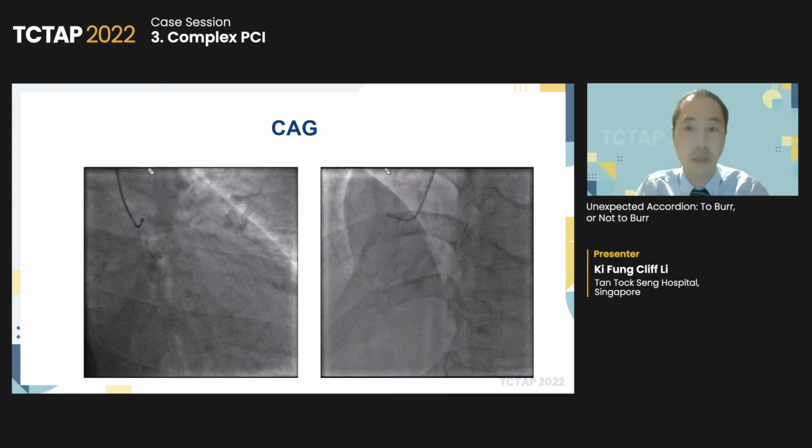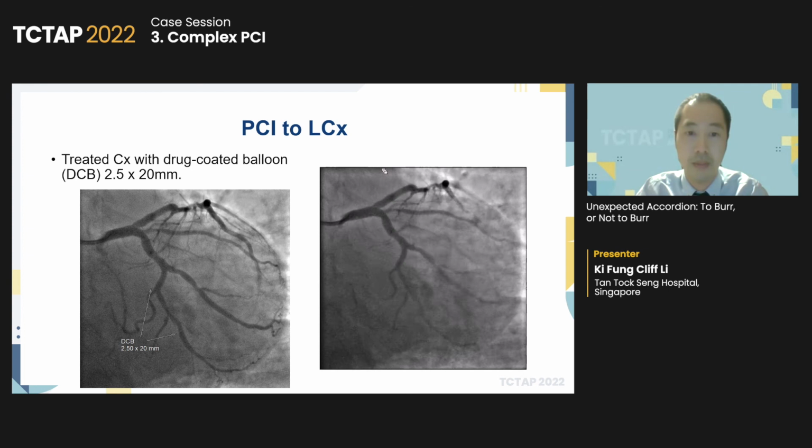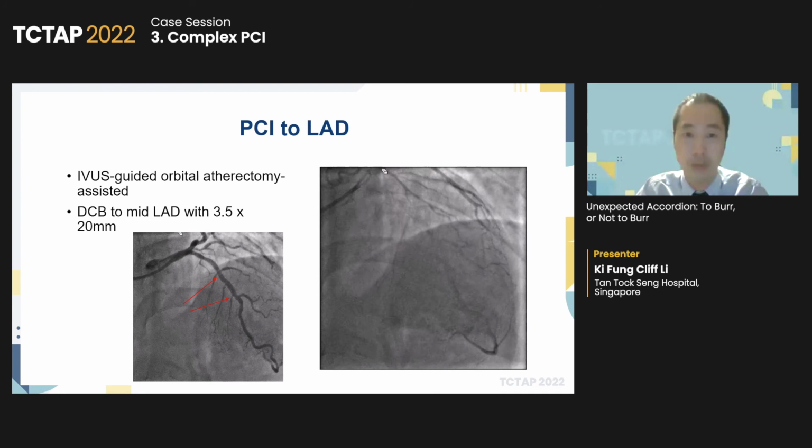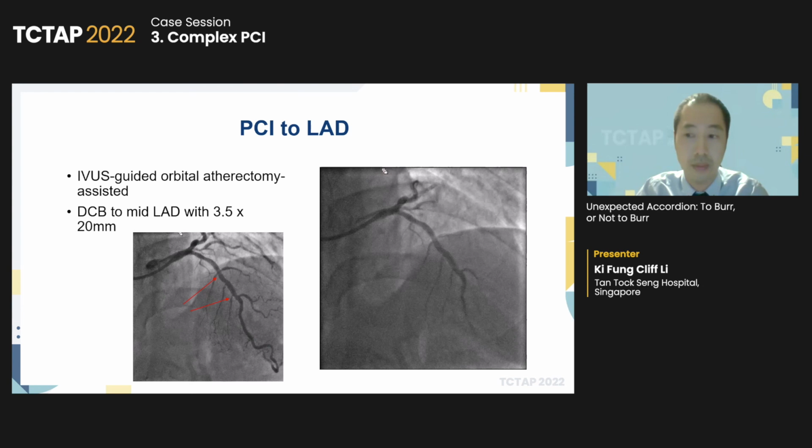So given the heavily calcified severe triple vessel disease, the options of bypass versus multivessel PCI were discussed with the patient, but he declined bypass. So we proceeded with PCI to the LAD and circumflex, followed by PCI to the RCA in a staged procedure. PCI to the left circumflex was done with a drug-coated balloon, 2.5x20mm, with residual stenosis of less than 30%. The LAD was also treated with IVUS-guided orbital atherectomy, and a drug-coated balloon to the mid-LAD, 3.5x20mm, was done with very good results and residual stenosis of less than 30%.